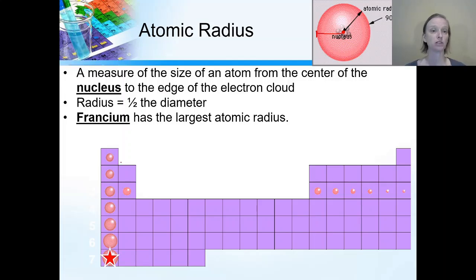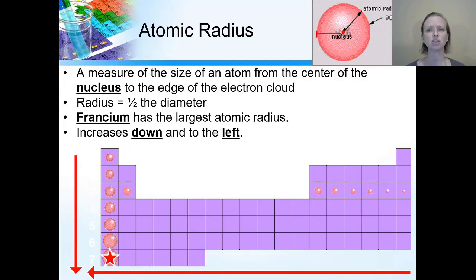Now, it may not surprise you that the element with the largest atomic radius is down here at the bottom of the periodic table, but it may surprise you that the largest atomic radius isn't the one with the most protons and neutrons over here on the periodic table. We'll talk about why that is in a moment, but for now, just know that francium has the largest atomic radius. And so the general trend on the periodic table is that the radius increases as you move down the periodic table and to the left on the periodic table. And be sure you add those arrows to your notes and put a star on francium so that you remember who's the biggest.